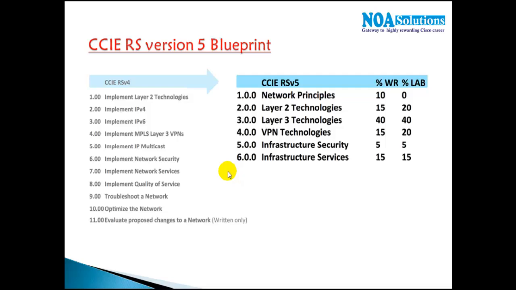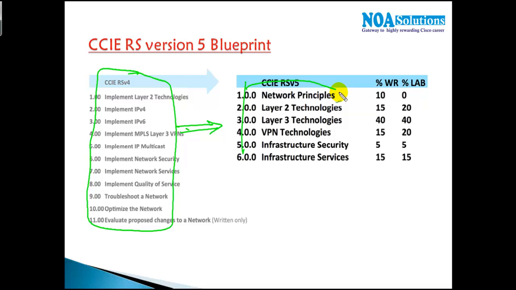Now the CCIE Routing and Switching version 5 contents, the version 5 blueprint topics. If you're already aware of version 4, this is something new. In version 5 it is a little bit customized, and it also gives what percentage of topics will be covered in your written exam or in the lab exam.